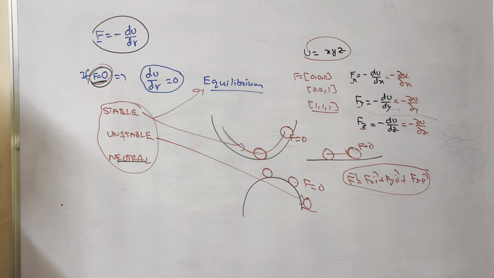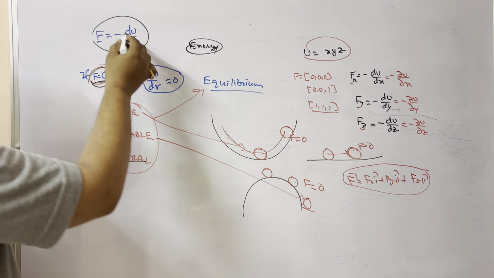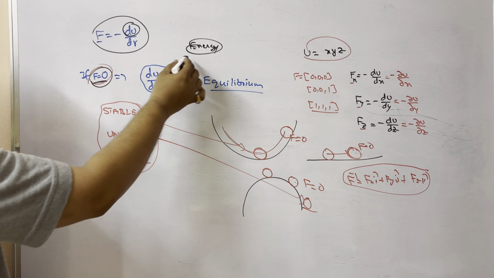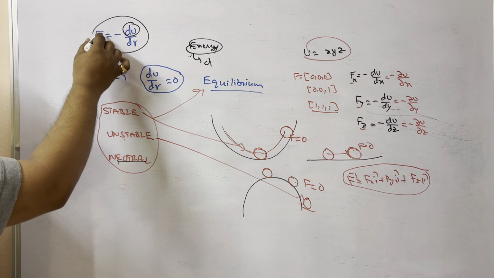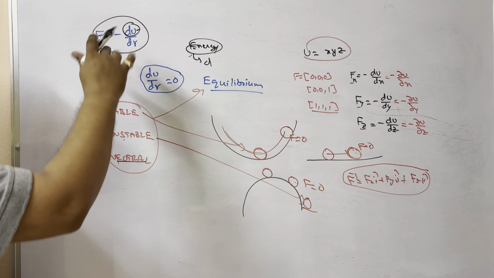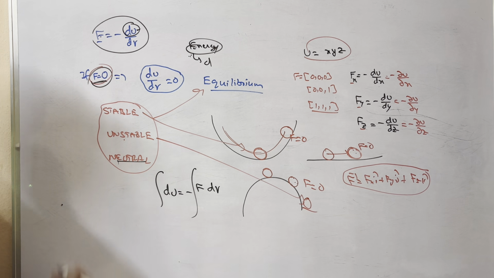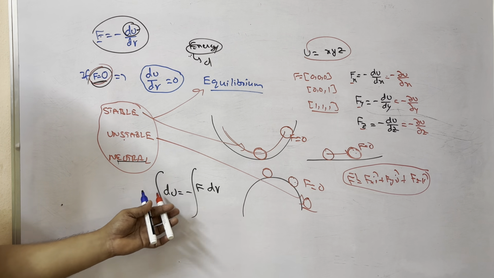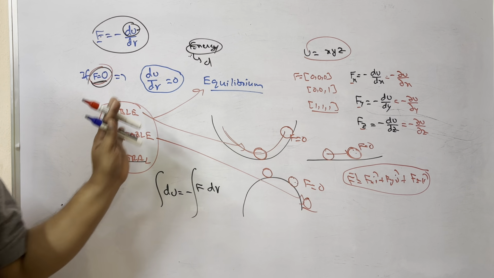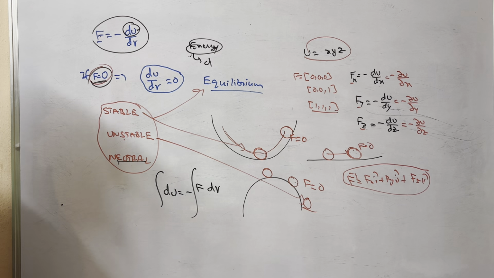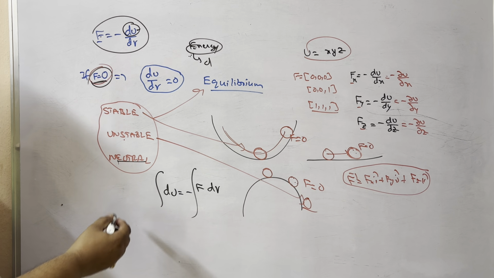Force and energy relation: whenever they give energy and ask for force, you have to differentiate. Whenever they give force and ask for energy, you have to integrate. dU is equal to minus F dr. This we already discussed; this is only the work done equation. Therefore all relations are interrelated. We have to observe that logic carefully and solve the problems, and it will become easy for us.